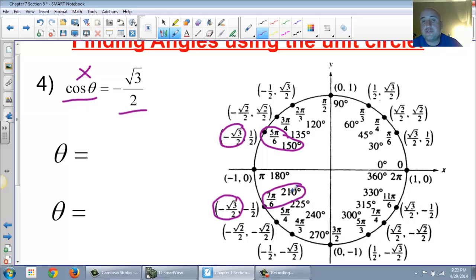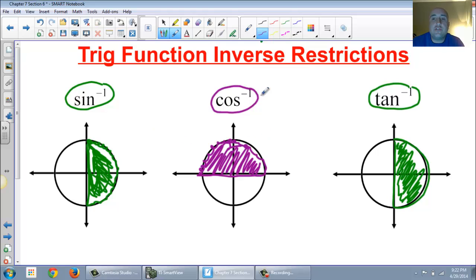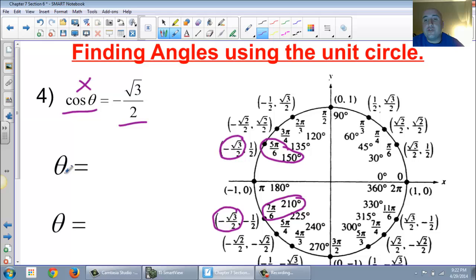So which one is it, 150 or 210? Let's go back to our restrictions, remember, we're dealing with cosine. Cosine is the top half of the unit circle, so my answer is going to be 150 degrees, based off the restrictions.